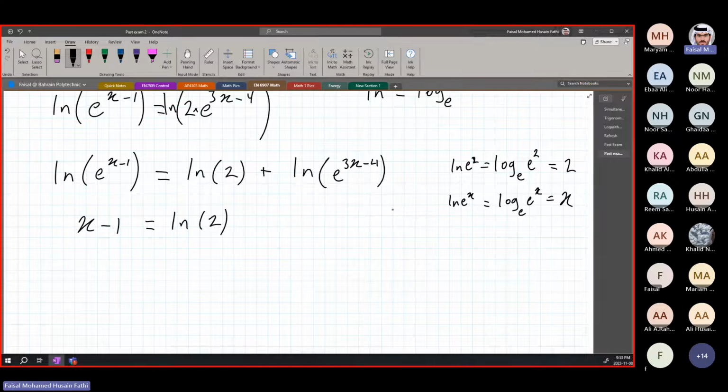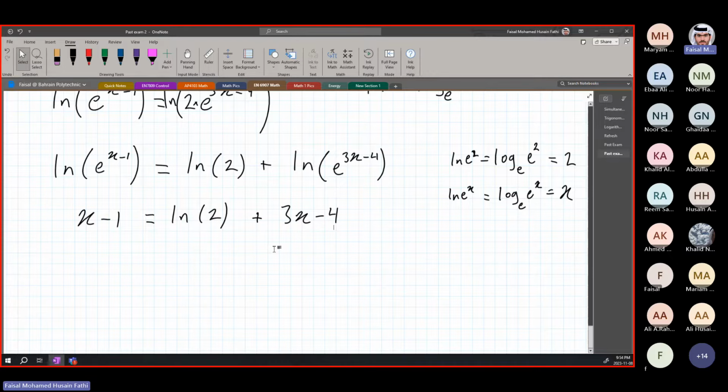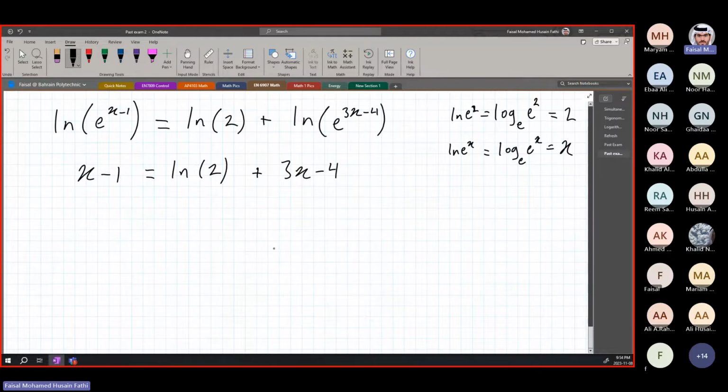put it in the calculator and find the number of that, plus ln of e to the power of 3x minus 4. Done. And now we can solve your equation. Super simple, super easy. We did nothing. Okay? We did nothing. So x minus 1. Now we just move all the x's to one side. We'll take this to this side.